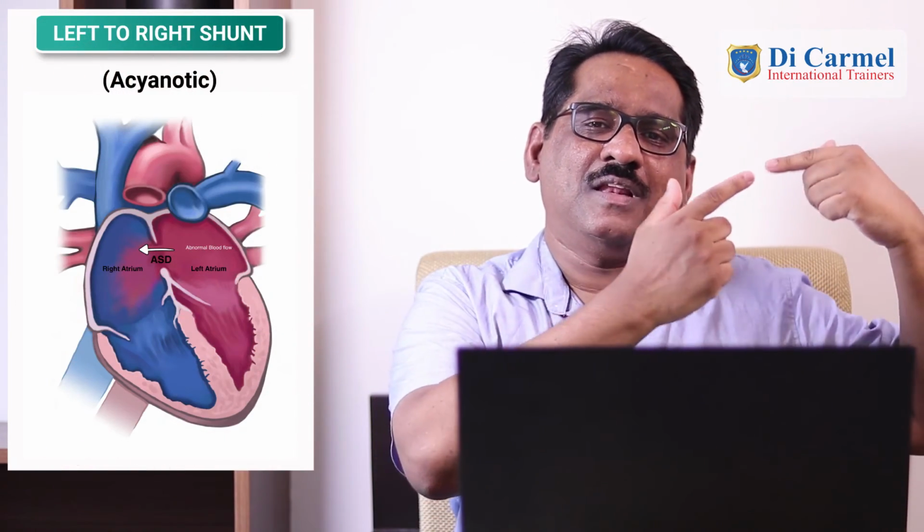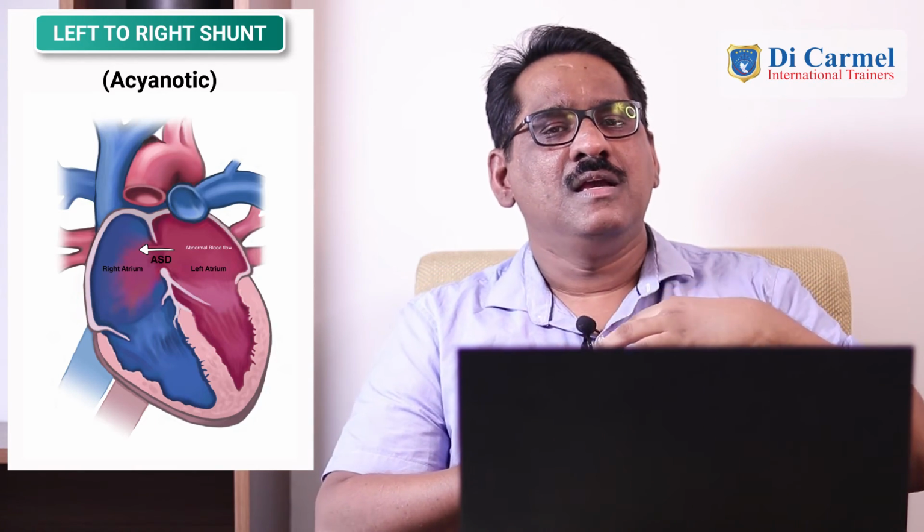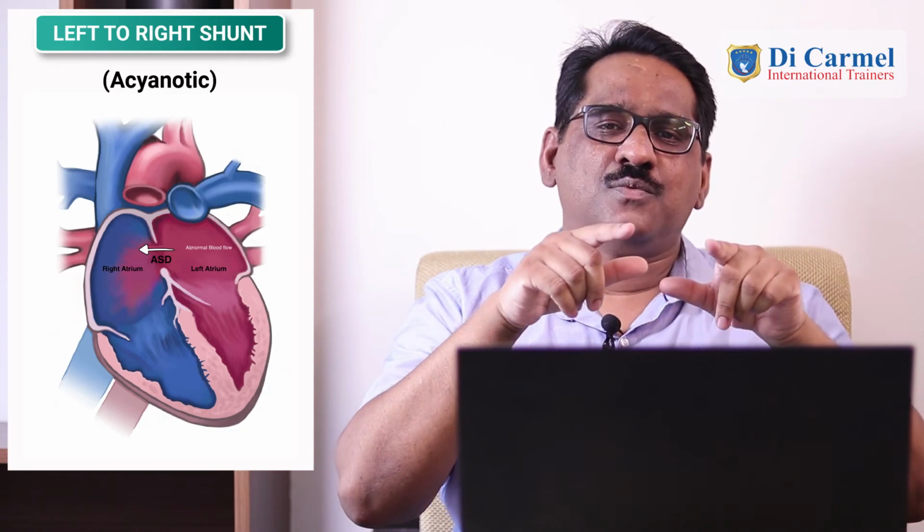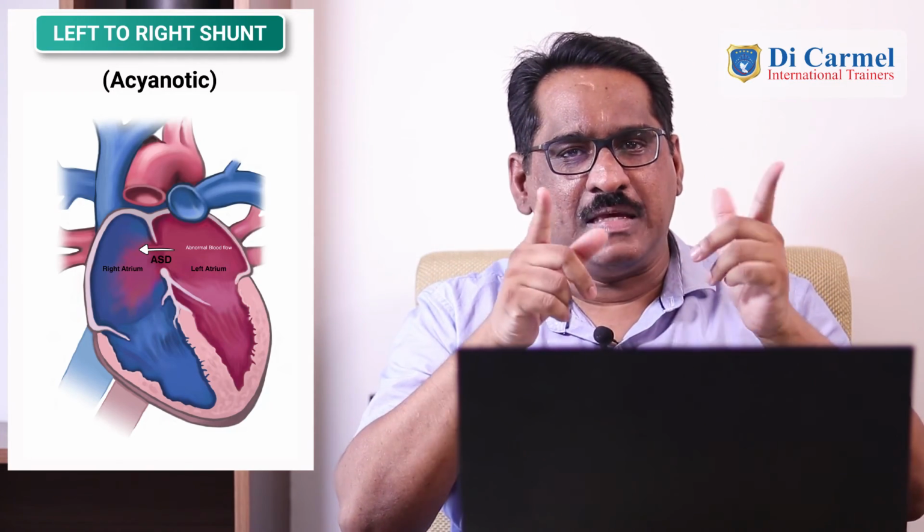So I hope you are able to differentiate clearly between acyanotic and cyanotic defects. Let me just brief that once more. In acyanotic defects, blood from the left side can flow to the right side. But the blood that is getting pumped out via the aorta still remains oxygenated. And that's why there is no cyanosis, and it's called acyanotic.